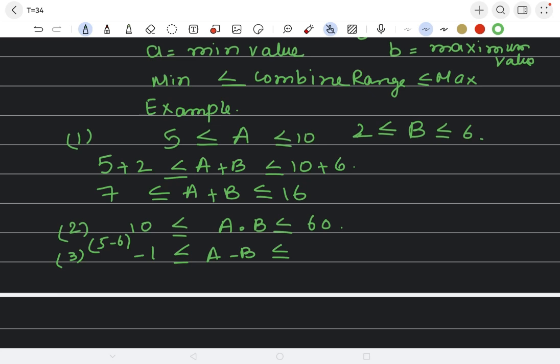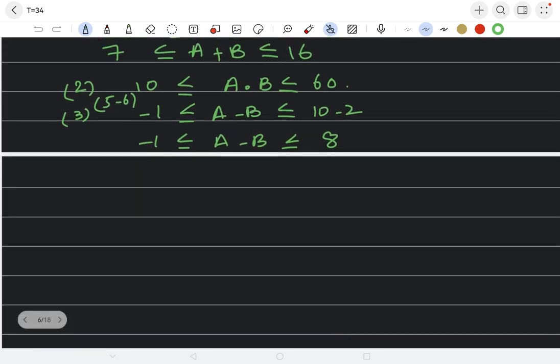So minimum is 5 minus 6, and your maximum is 10 minus 2. You can compare them all. 5 minus 2 is 3. 5 minus 6 is minus 1. Minus 1 is the minimum. 10 minus 2 is 8, and 10 minus 6 is 4. So maximum is 8, not 4. That is why you are going to use 10 and 2. So it will be 10 minus 2, that's 8. Your minimum value is minus 1 and the maximum one is 8. Hopefully you understood the concept as well.